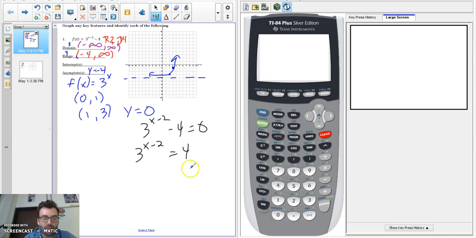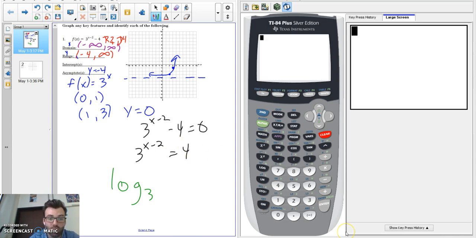So I want to switch this into logarithmic form. Well, what's the base here? The base on the left is 3, so the base of my log is 3. 3 to what power will give me 4? So the 4 goes here, and the what power, x minus 2, goes over there.